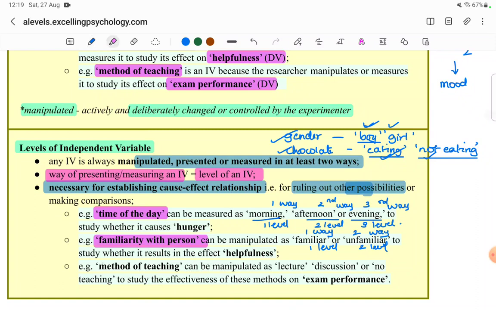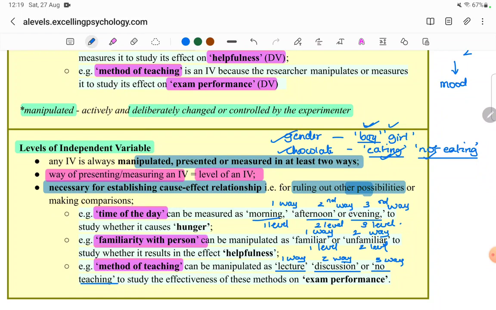Okay, next we have method of teaching. We saw that also as an independent variable. Method of teaching could be presented to participants as either lecture, so that's one way. Discussion is another way. No teaching, that is not teaching participants at all, leaving them to study for themselves, could be another way. So we'll say that in this experiment there are three levels of the independent variable.